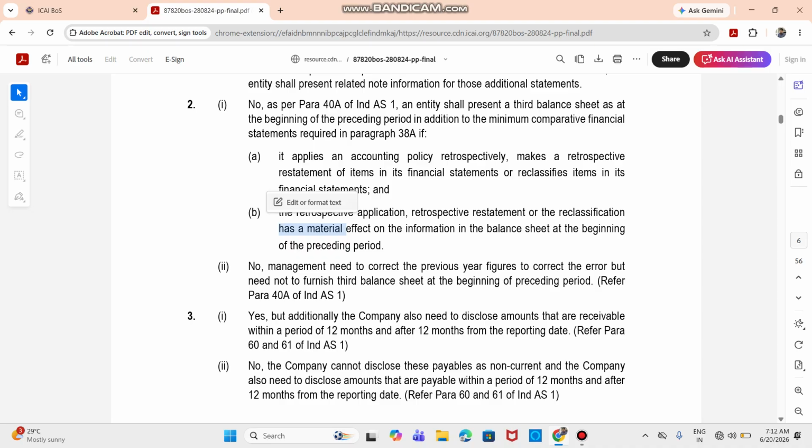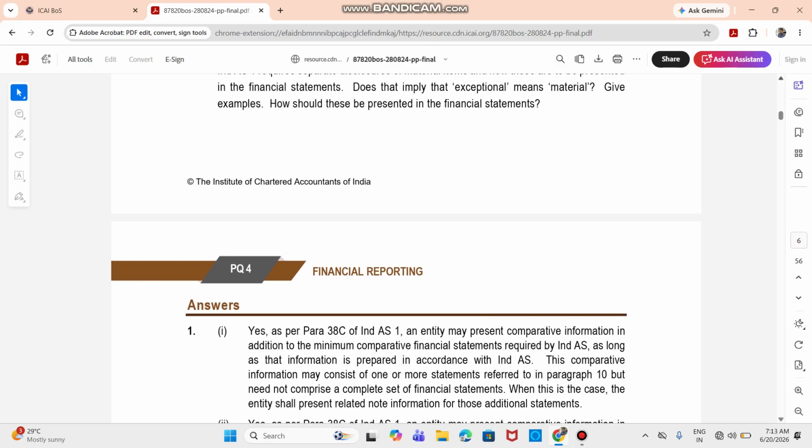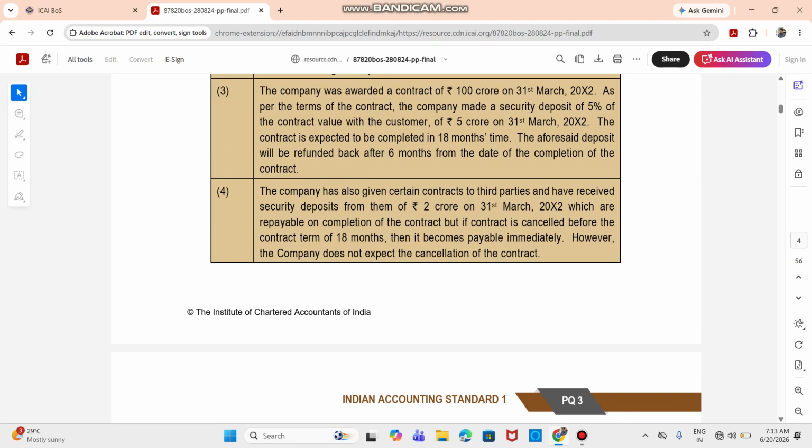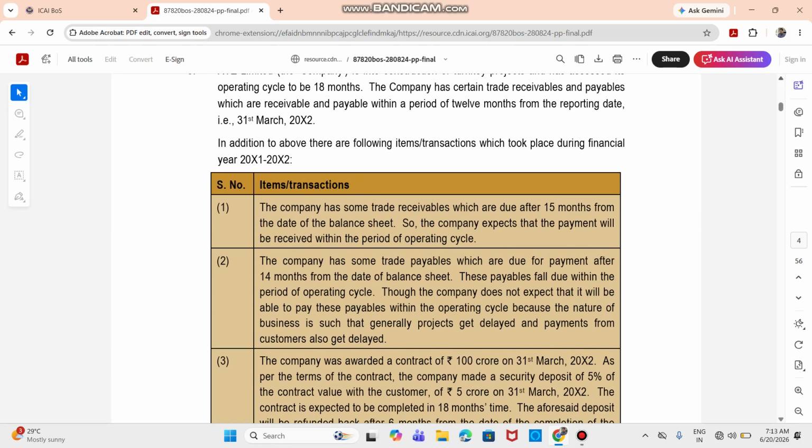So in this case, management needs to correct the previous year figures to correct the error, but they need not furnish the third balance sheet at the beginning of the preceding period. This is with regard to your second question. Moving on to the next question, that is the third question.